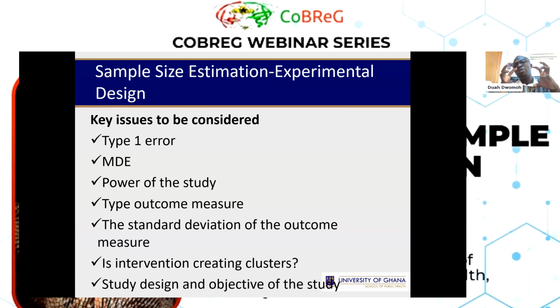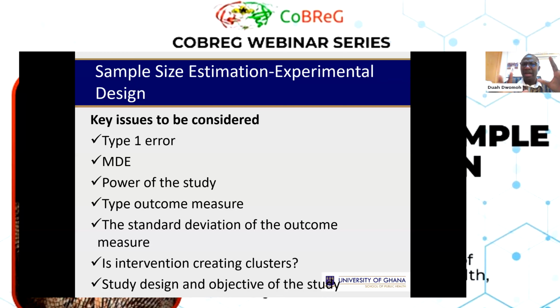So what are the key issues that you have to consider in the estimation of sample size per experiment? The first one is type 1 error: rejecting our null hypothesis when the null hypothesis is in fact true. Type 1 error is critical. We need to understand that. Then the other one is minimum detectable effect. What change do we want to see to make statistical significance or clinical relevance? There's a difference between statistical significance and clinical relevance. So what change do we want to see? That is the minimum detectable effect. Then we have the power of the study: the ability of your study design to see a significant effect of the intervention if it actually exists. That is the power of the study.